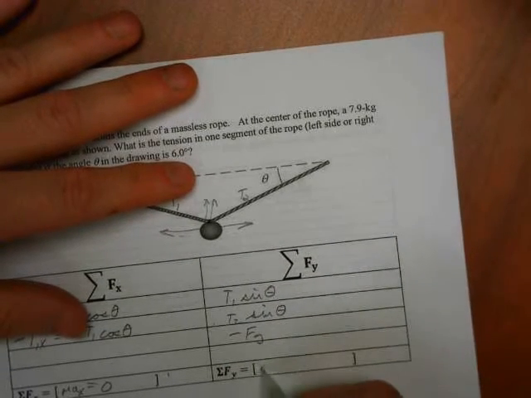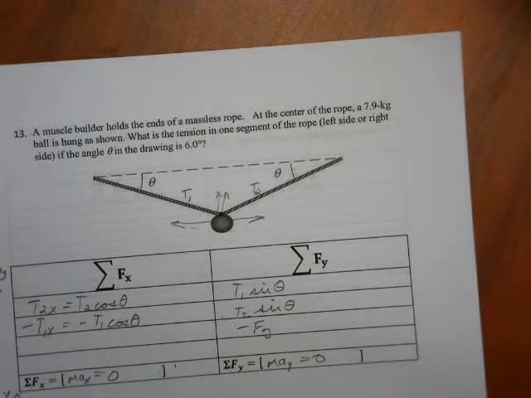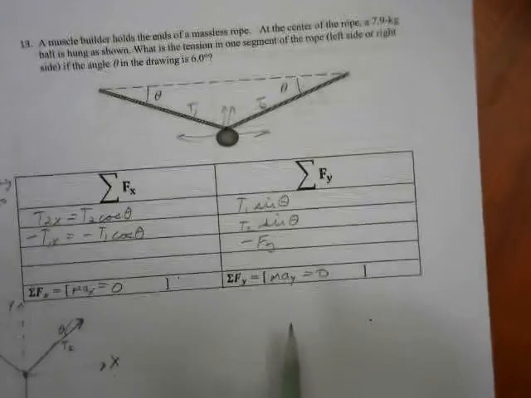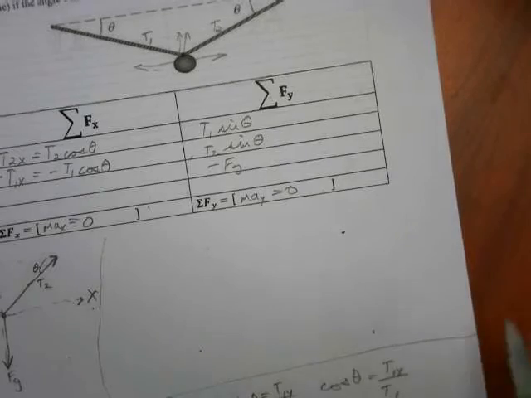And we know they sum to ma, and that must equal 0 because it's static. So I know my page is getting kind of crowded here. I'll try to separate things out.